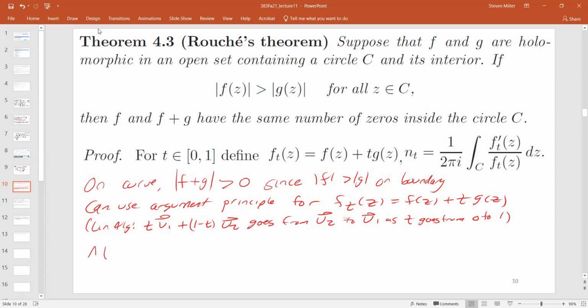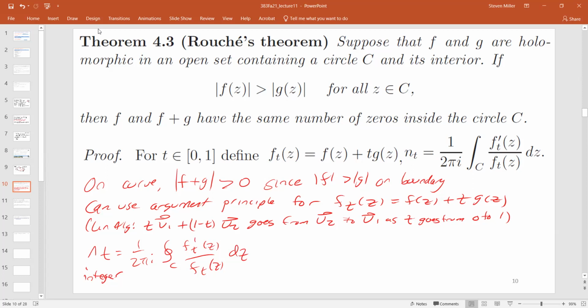So N_t is going to be 1 over 2 pi i, the integral over C of f_t prime of z over f_t of z dz. What kind of number is N_t? It's an integer. Did we talk about Binet's formula for Fibonacci numbers in this class? Okay. How many of you have seen Binet's formula? I know a bunch of you have. So if you see Binet's formula, it does not look like an integer.